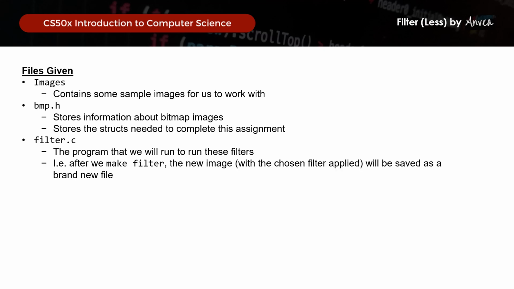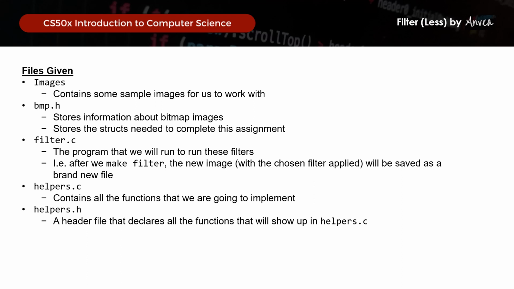Next, filter.c is the program that we will run these filters. And later on, when we make a filter, the image with the filter applied will be saved as a brand new file. Helpers.c contains the functions that we are going to implement, so we'll be working out of the helpers.c file. Helpers.h is the header file that declares all functions that show up in helpers.c.